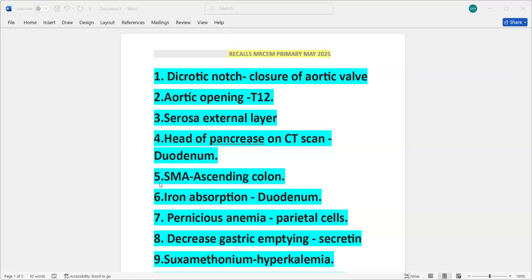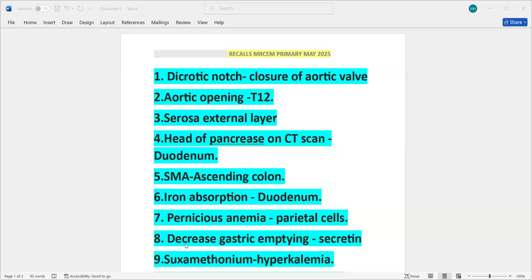Okay, and MCQ number 6 is regarding iron absorption. They asked about iron absorption in which part of the intestine. There are a lot of options like duodenum, ileum, colon, etc. The answer is just the duodenum. Okay. MCQ number 7. This was also confusing, regarding the cells inside the stomach. Which cell destruction causes pernicious anemia? That is the parietal cell, because the parietal cell releases intrinsic factor.